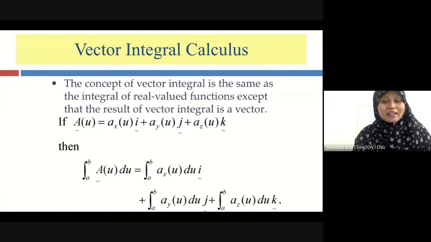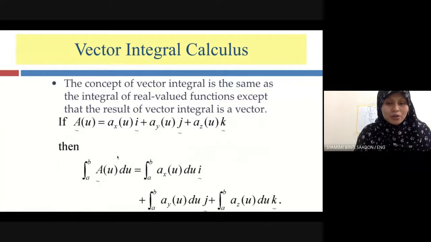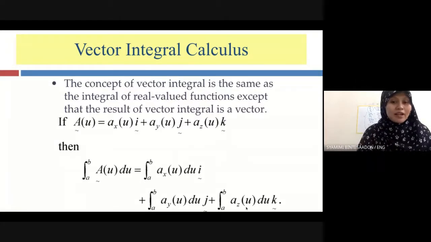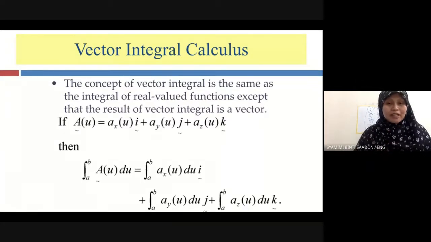Next is vector integral. How do we integrate a vector? The concept of vector integral is the same as the integral of real value functions, the same as if you have a normal scalar function. So for the rules, if we have a vector A, the integral of vector A is the same as differential: you have to integrate each component of vector A, AX, AY, and AZ, separately.